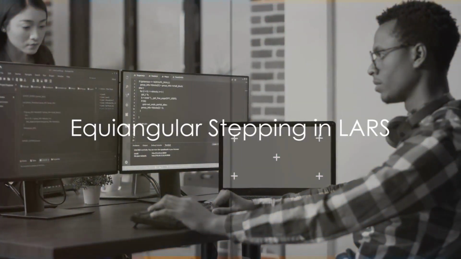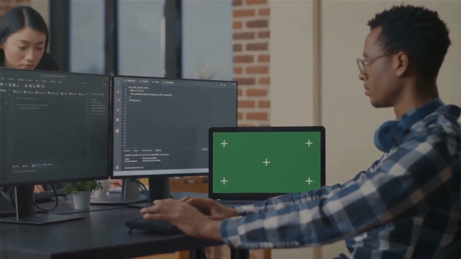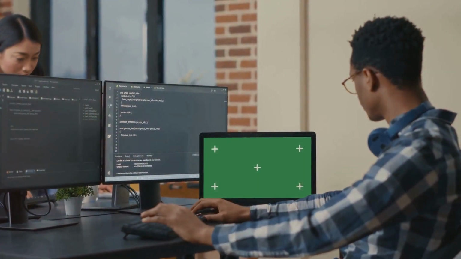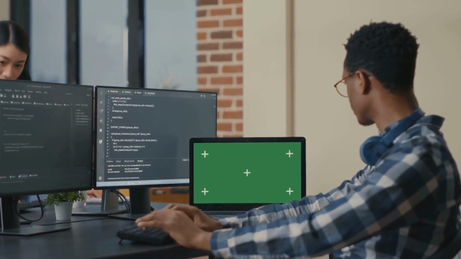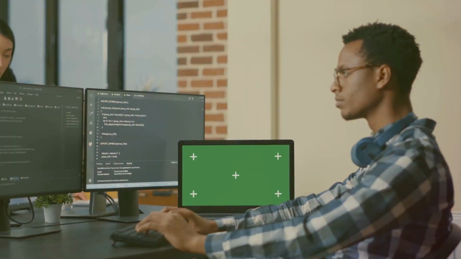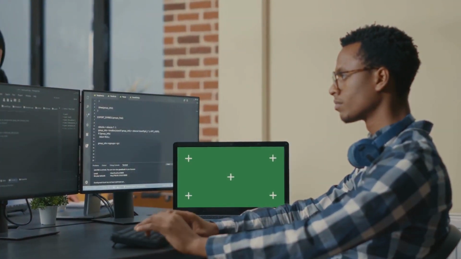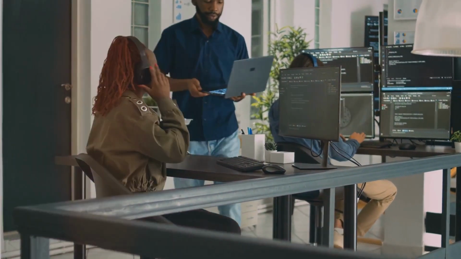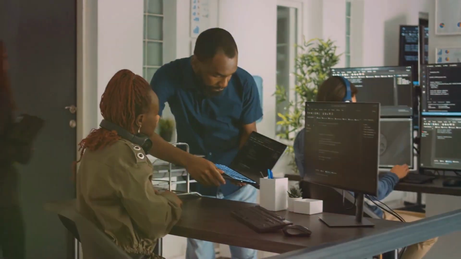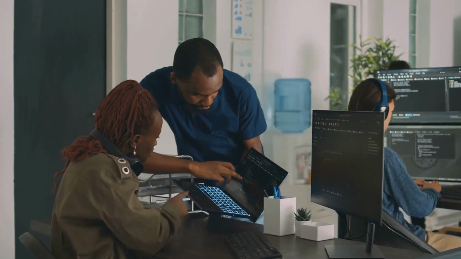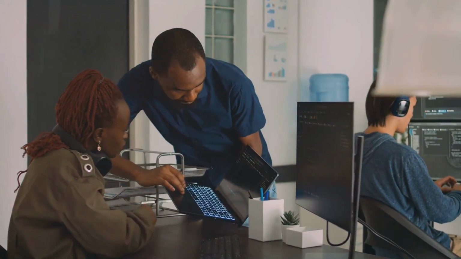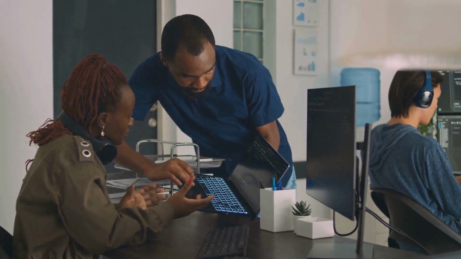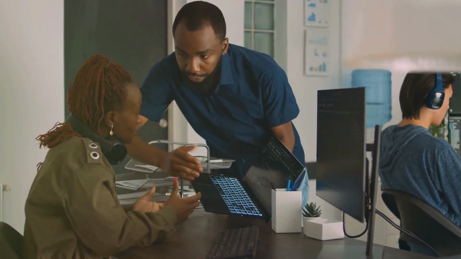Next, LARS sets off again in search of the predictor most correlated with this residual. Once located, it takes a step in the direction of this new predictor. However, it doesn't take a full step. Instead, it takes a step just large enough until another predictor is as correlated with the current residual. This is the process of equiangular stepping, and it's what gives LARS its name.